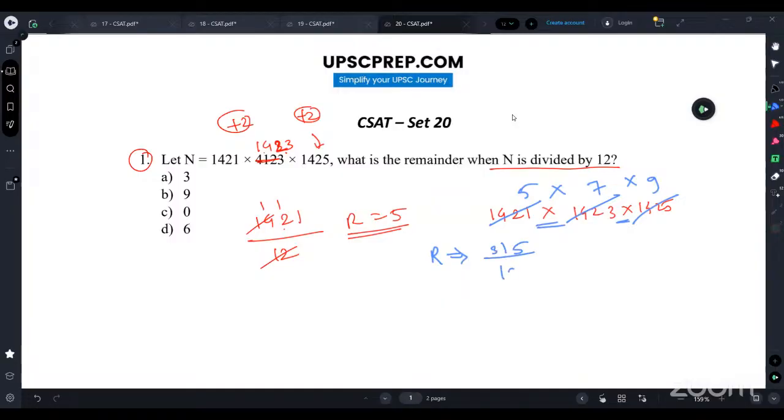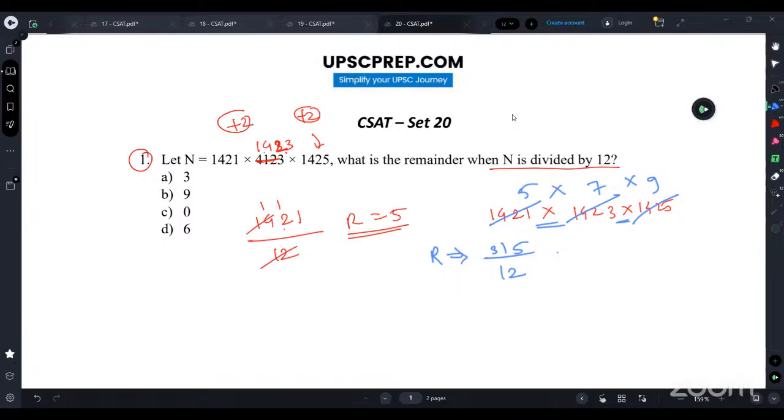तो 315 को 12 से फिर से डिवाइड करके देखो, तो 12 2s are 24, right? 12 2s are 24. I'll carry over 7. This will become, sorry, 24 6. This will become 65, right? And remainder will be what?